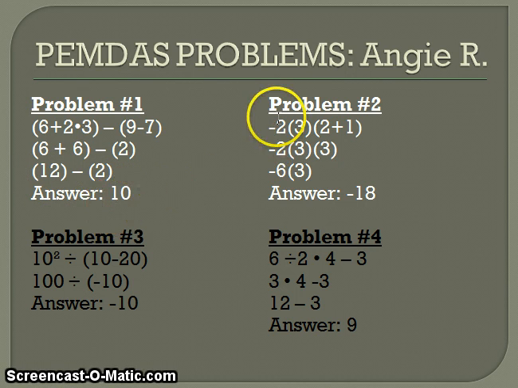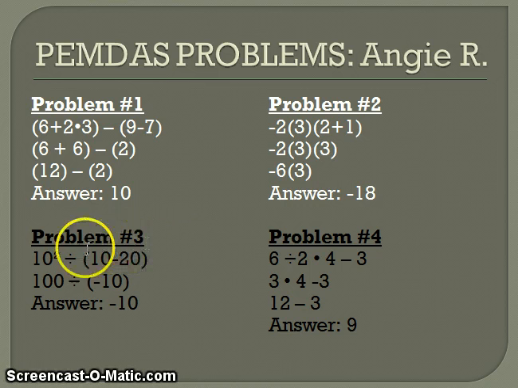For problem number 2, I have a negative 2 times 3 times 2 plus 1. So when there isn't a sign between two parentheses, it means multiplication. So first I look at this grouping, and I'm going to add 2 plus 1. So then my problem becomes a negative 2 times 3 times 3. This is all multiplication, so I just multiply left to right. I get a negative 6 times 3, and my answer is a negative 18.